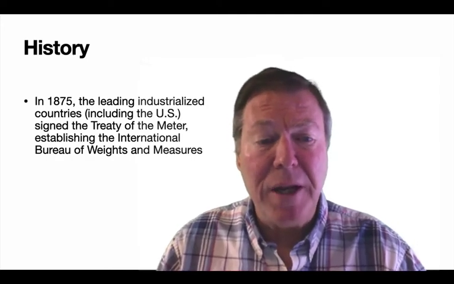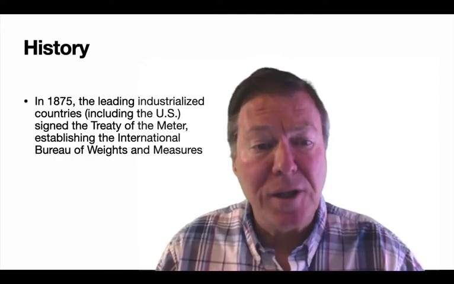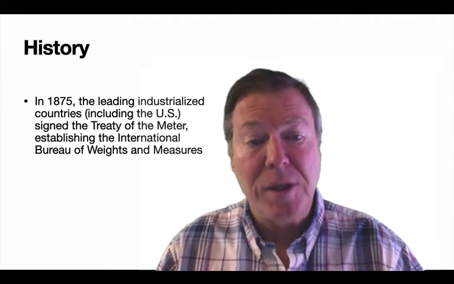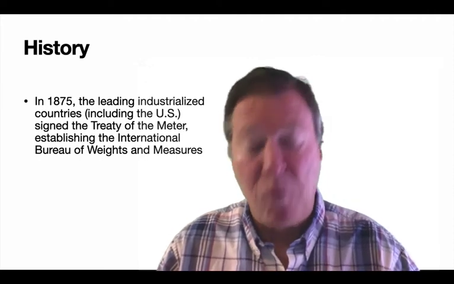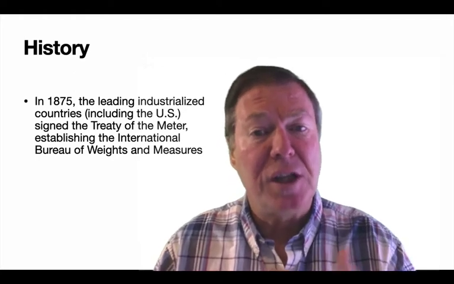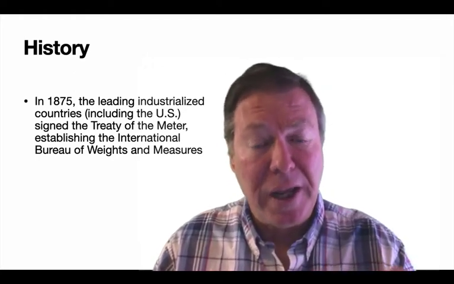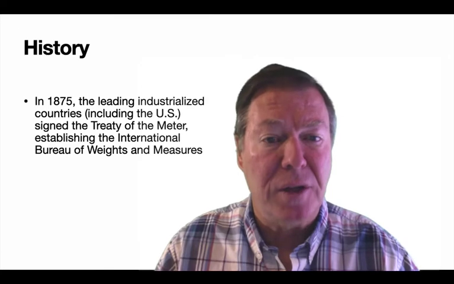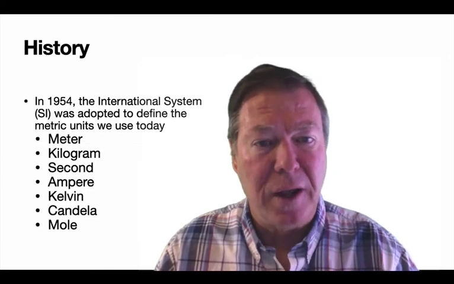In 1875, the leading industrial countries, including the U.S., signed the Treaty of the Meter, which established the International Bureau of Weights and Measures. So we're part of this treaty, which says that this is what we will use in measuring. This is how we will measure things, but we don't require it in the United States.